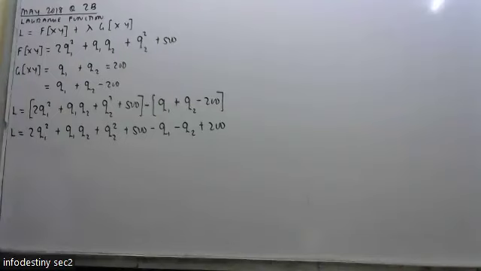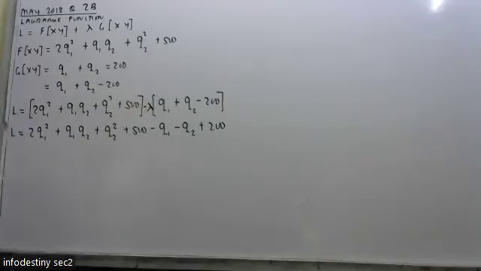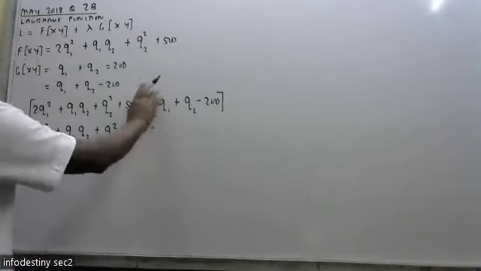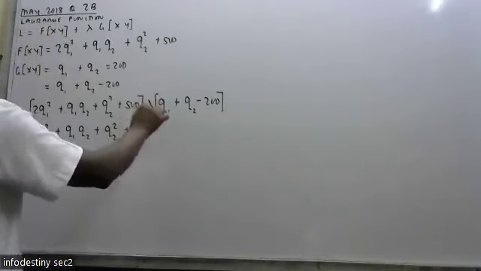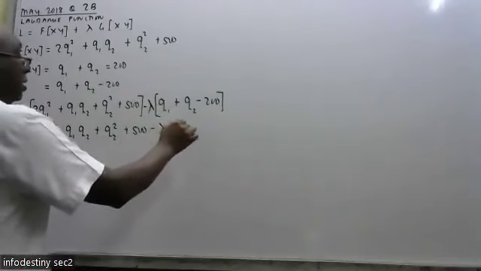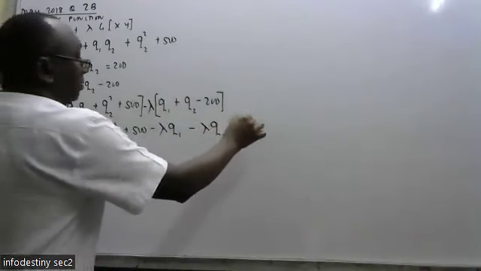So this creates partial differentials, as you can see, we have several items. Oh, sorry, there is something I did not put. There was this lambda. I can comfortably squeeze it here. So this one will open up as lambda Q1 minus lambda Q2 minus lambda 200.